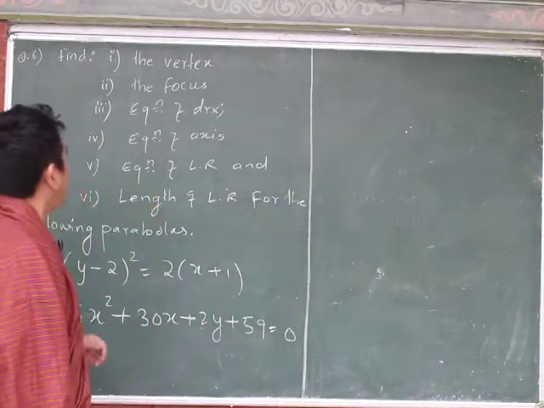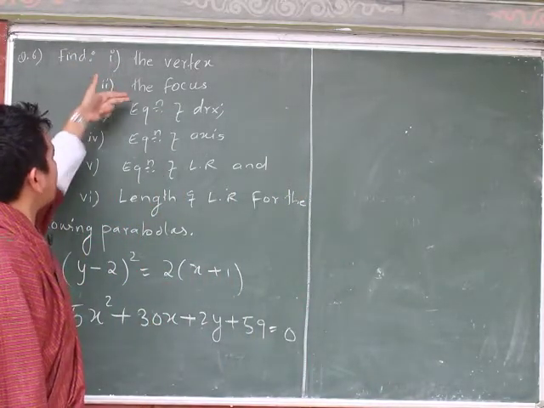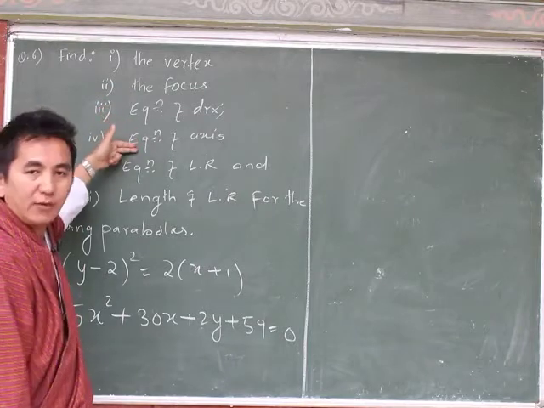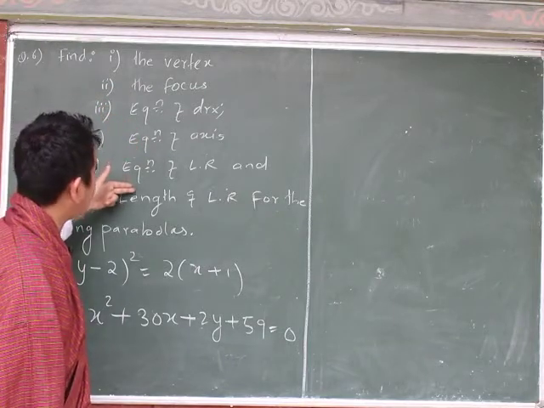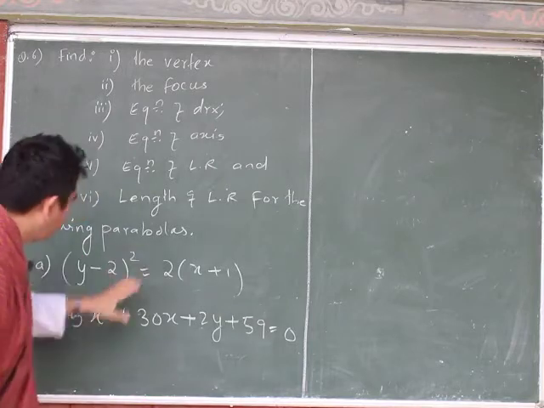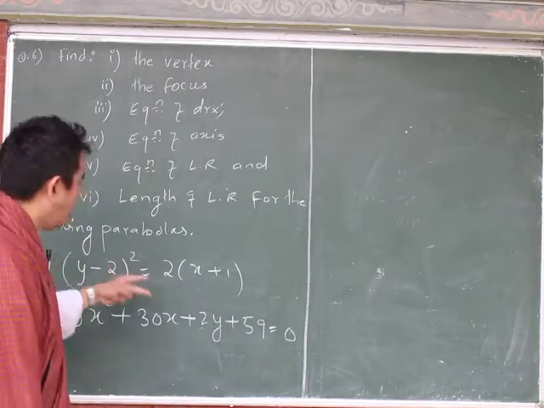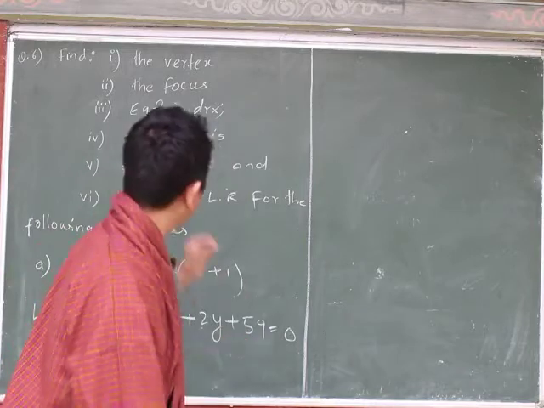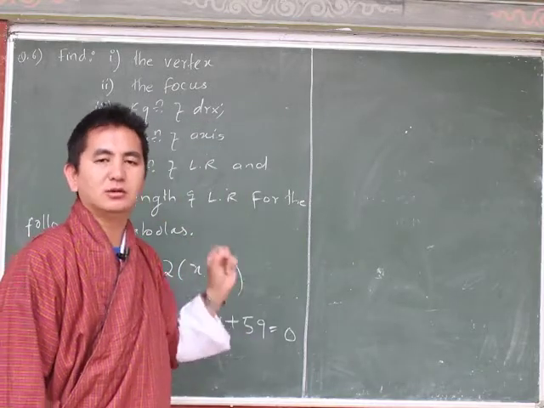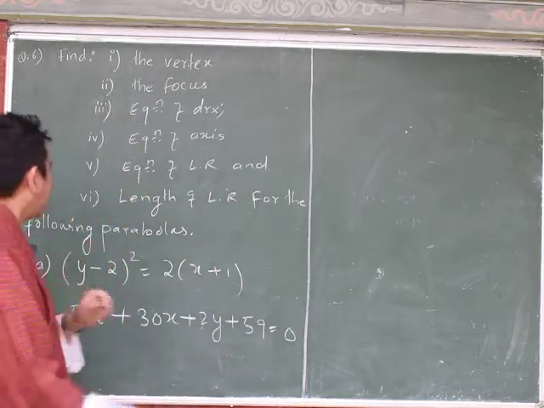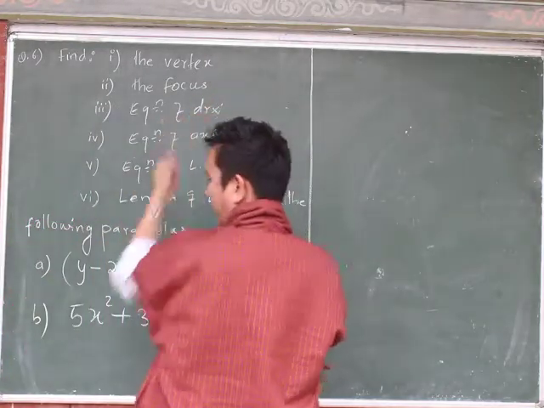So here in this case we need to find the vertex, the focus, equation of directrix, equation of axis, equation of latus rectum and length of latus rectum for these two parabolas. So here I am going to solve only two questions. So you have to get this thoroughly. Listen carefully here. Let me directly first go with the A here.